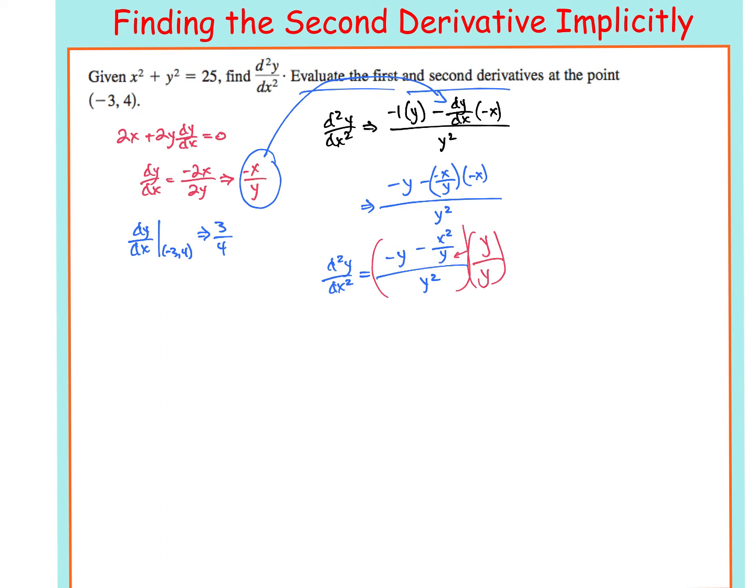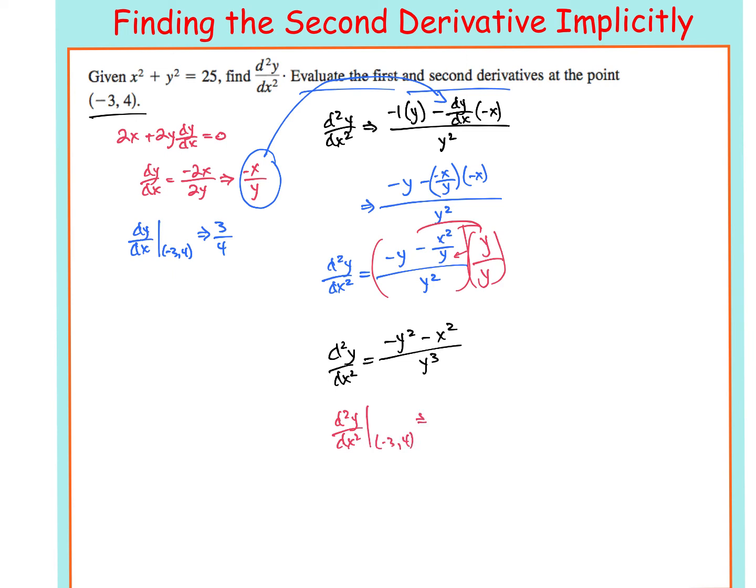So we're going to distribute this y. So we have negative y times y, which is negative y squared, and then minus x squared over y cubed. And so that is what my second derivative is right now. All right. And now it tells me to evaluate it at negative 3, 4. So d2y over dx squared at negative 3, 4.